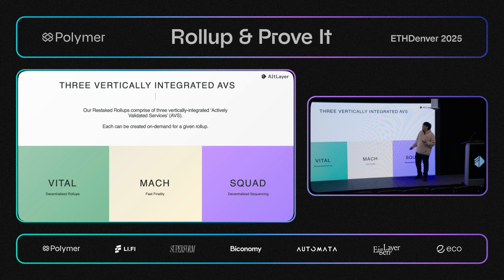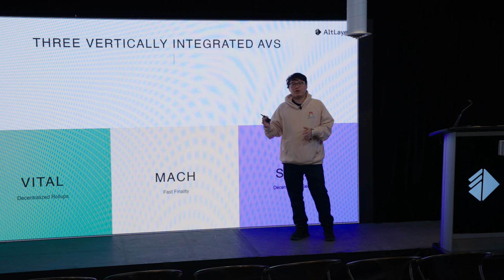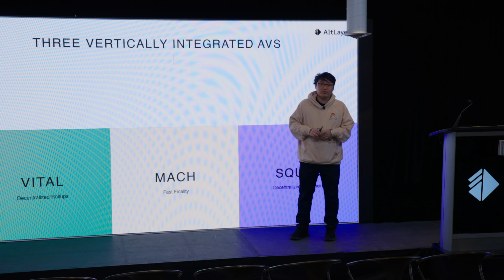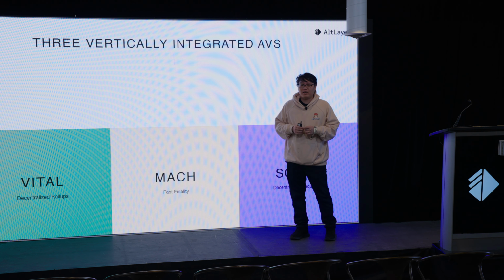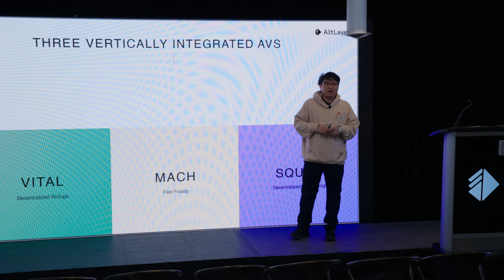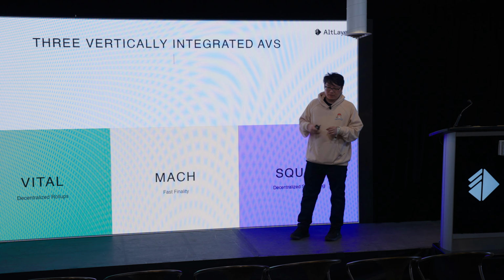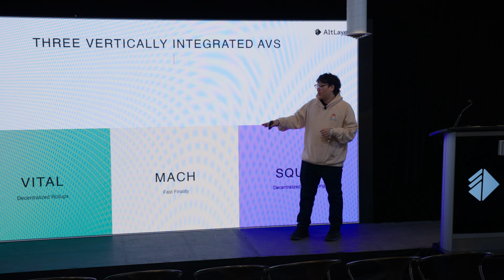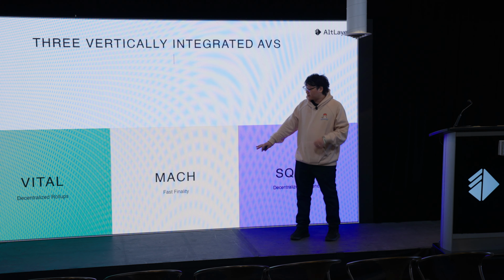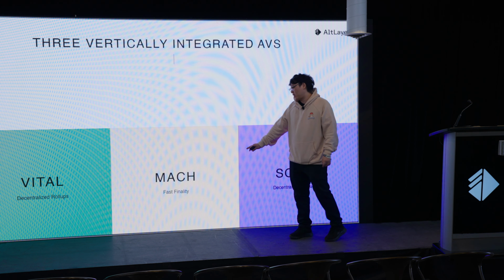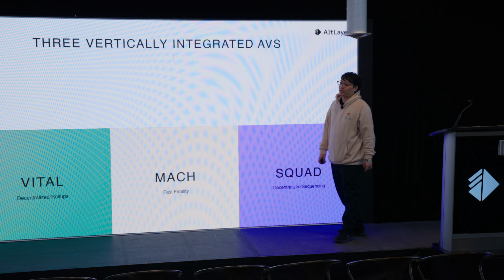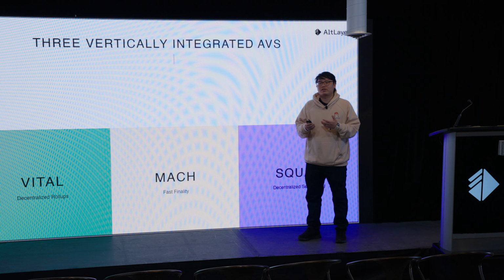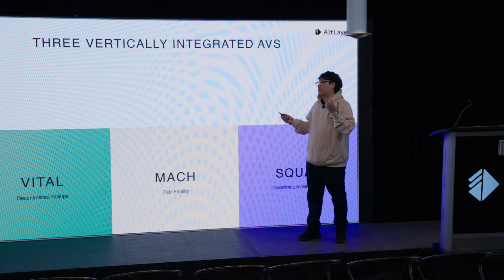And as I mentioned, the cool part for AltLayer is that we are not just a rollup-as-a-service provider. We are building a lot of cool and important features and components to improve these rollups. We have different verticals around these AVSs. We built Vital for decentralized verification, Mach for decentralized fast finality, and also Squad for decentralized sequencing. So as you can see, we can really enhance the rollups on top of the existing proof system.